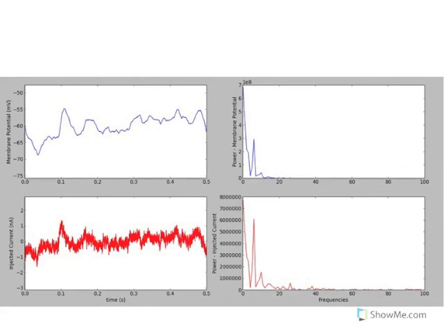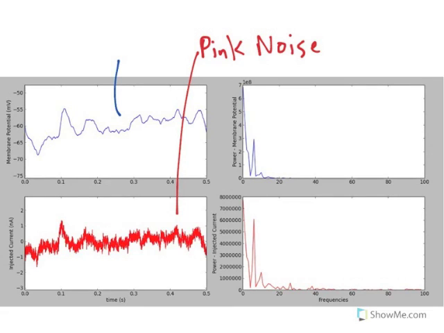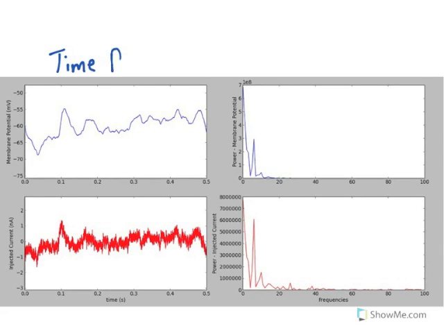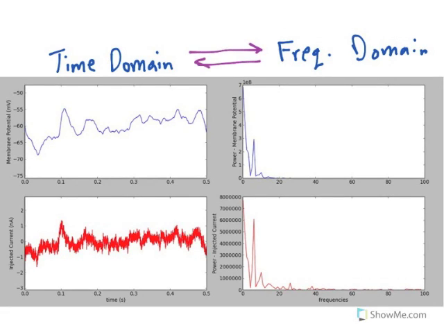I just want to add one quick thought that I left off at the end of the previous video. If you remember, in the previous video I injected a pink noise trace and was looking at how this changed the membrane potential. On the left here are the two signals in the time domain, and on the right is the frequency domain, and you can go between these two by the Fourier transform and inverse Fourier transform.